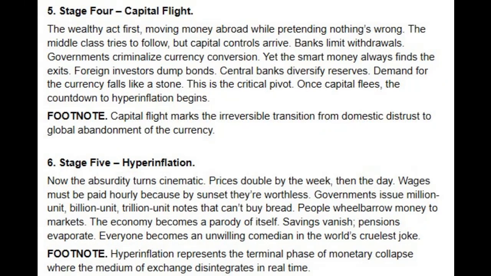5. Stage 4, capital flight. The wealthy act first, moving money abroad while pretending nothing's wrong. The middle class tries to follow, but capital controls arrive. Banks limit withdrawals. Governments criminalize currency conversion. Yet the smart money always finds the exits. Foreign investors dump bonds. Central banks diversify reserves. Demand for the currency falls like a stone.